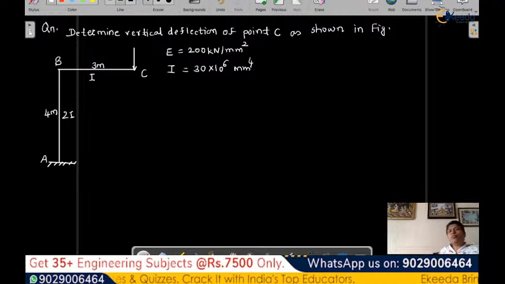Okay. So what we have to find out is deflection at point C. Just now we have seen a question where it was a cantilever, right? Now even for this particular frame, it's like a cantilever over here, and this is having a load of 1 kilonewton acting on it. Okay. Now what we'll do, let's draw a free body diagram. Okay, so how will be the free body diagram? What is free body diagram?